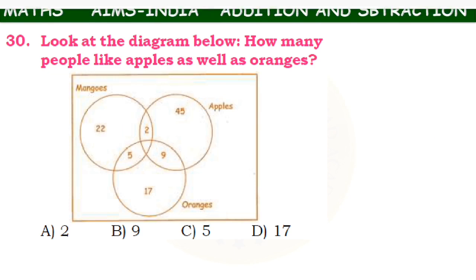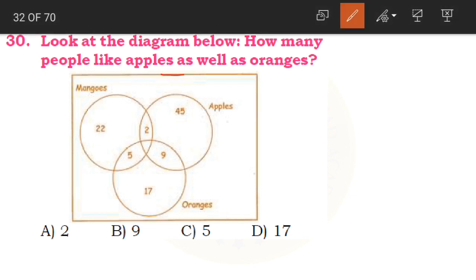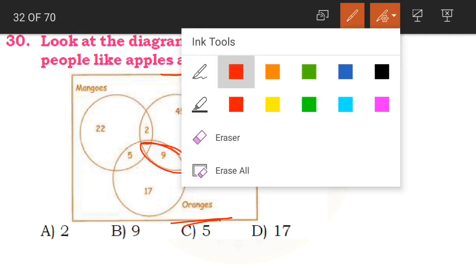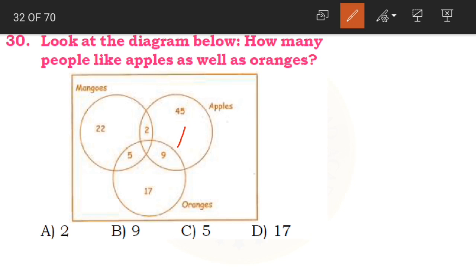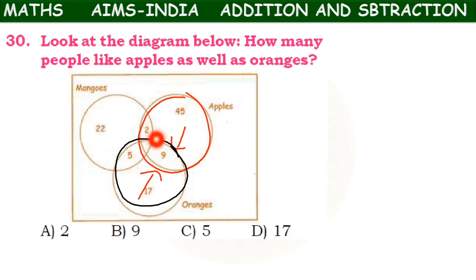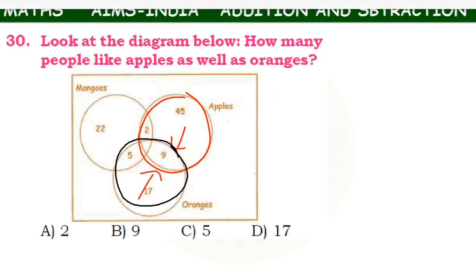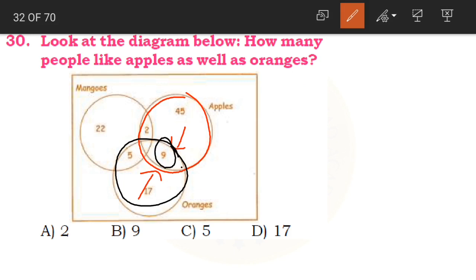Coming to question number 30. Look at the diagram below. How many people like apples as well as oranges? They like both apples and oranges. See, these are the apples and these are the oranges. If you look at this number here, 9, the number 9 is both in apples as well as oranges. See, this is the apple circle and this is the oranges circle. Yes children, now this 9 is in both apples and oranges. So this 9 will be our correct answer.